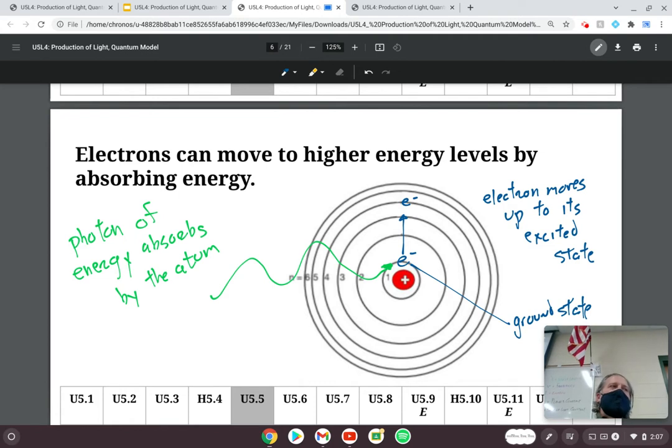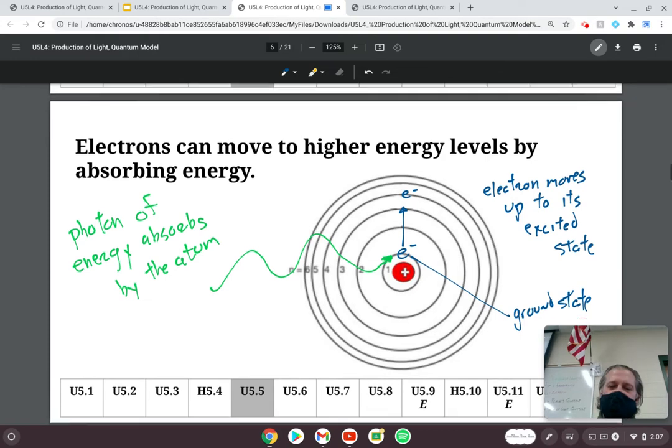Now, the issue is that the electron can't stay in its excited state. That's actually not practical or stable. Like, if you eat a bunch of sugar, you get really excited, but you don't stay in that excited state for very long. You eventually crash and take a nap on the couch, right? And that's basically what happens with electrons.